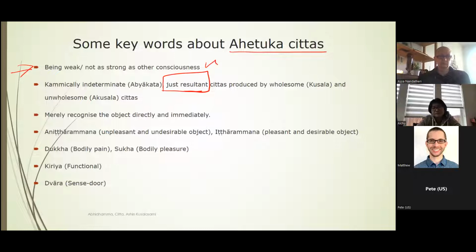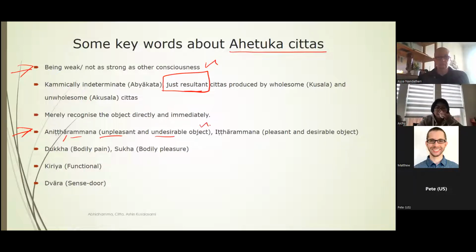The next word is anittharamana. Anittha, the word anittha, means unpleasant or undesirable.